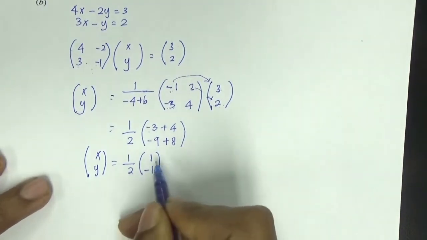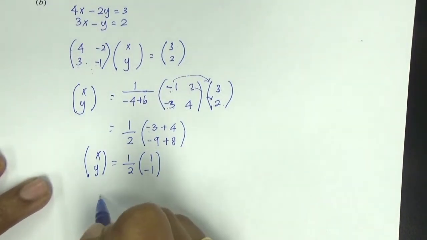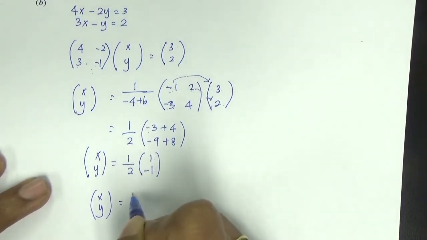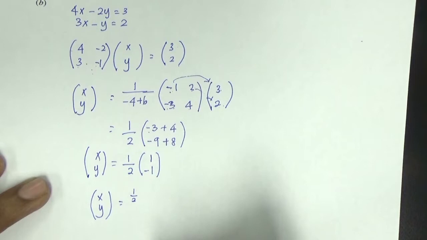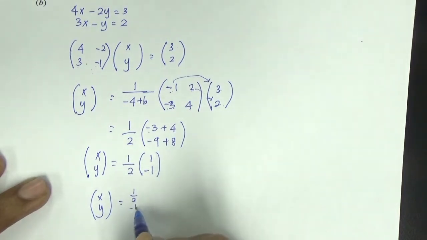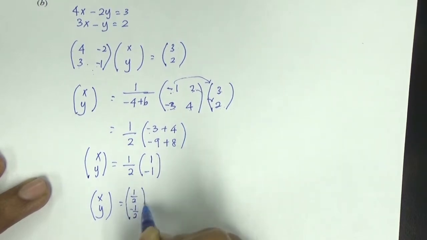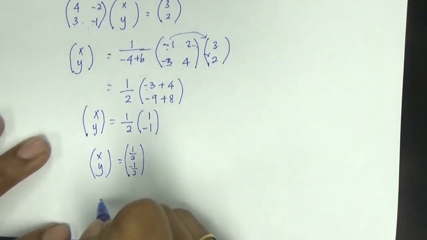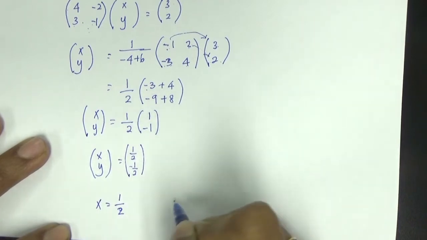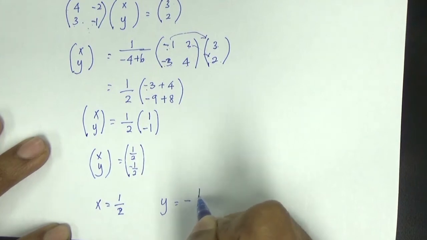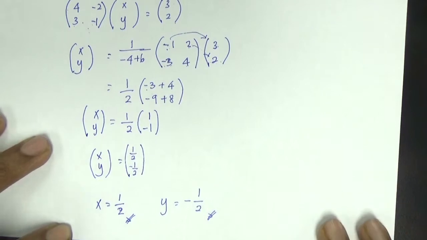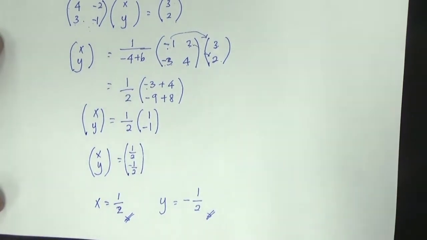So from here you can see that x, y: 1 over 2 divided by 1, we will get 1 over 2. 1 over 2 divided by negative 1, we will get negative 1 over 2. Right? So now x is 1 over 2, y is negative 1 over 2. So this is the answer for 8B.